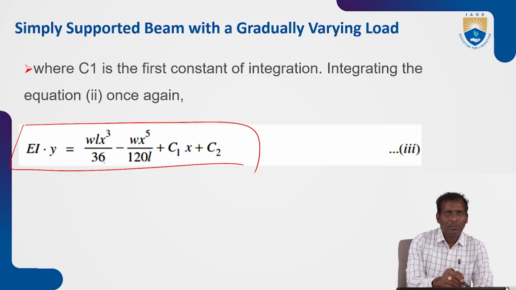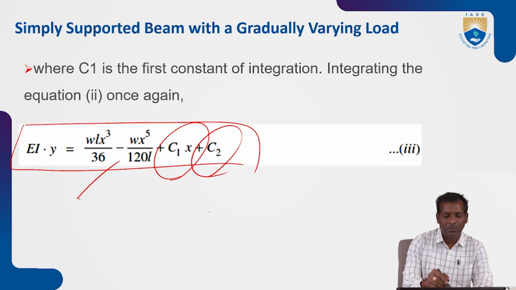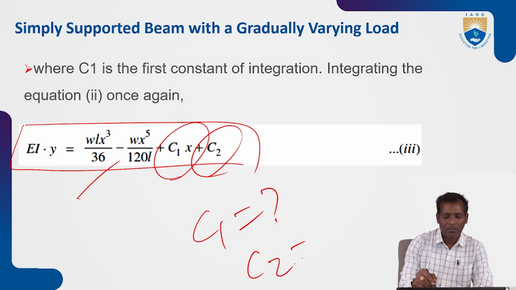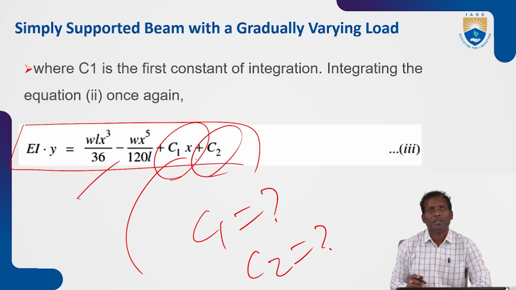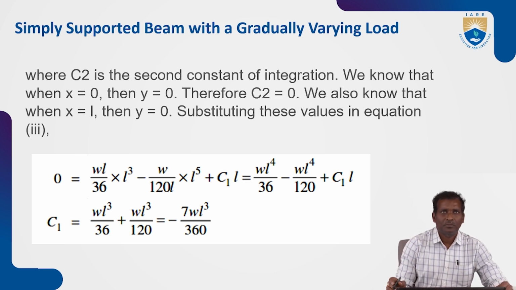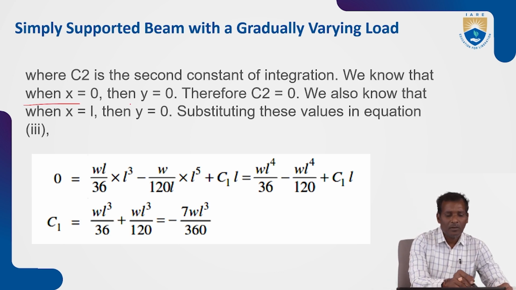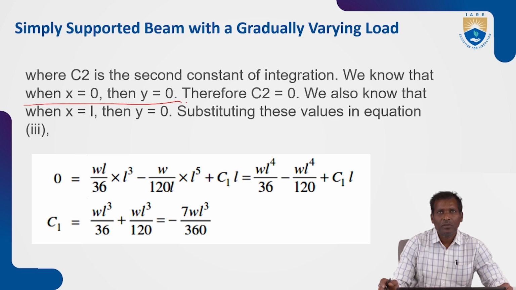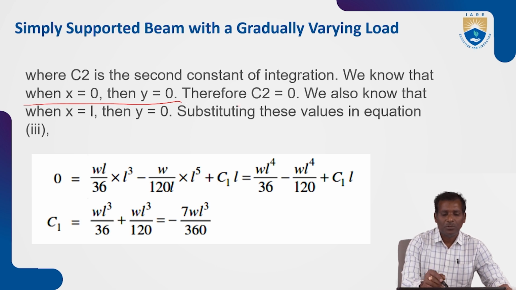EI y is equal to Wx cube by 36 minus Wx to the power of 5 by 120L plus C1x plus C2. So find C1 and C2 and substitute in this equation. C2 is the second constant of integration. We know that when x is equal to 0, then y is equal to 0. Therefore, C2 is 0.